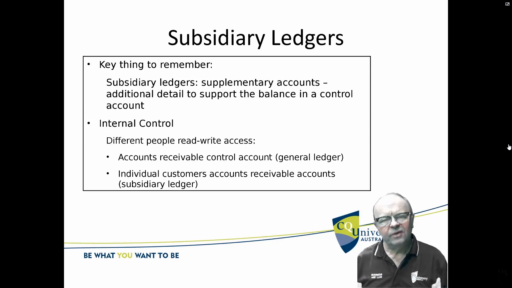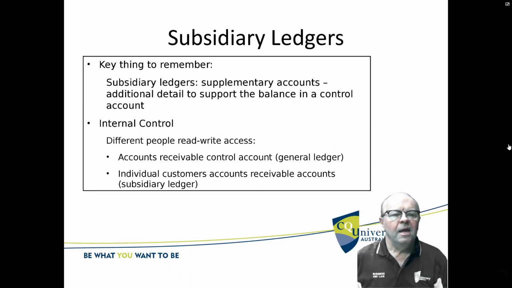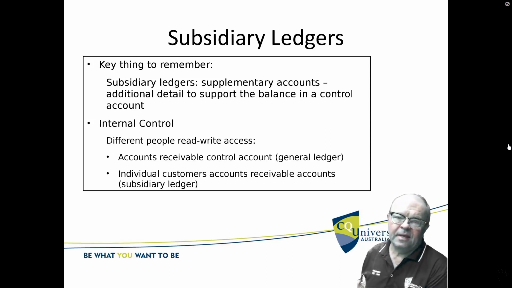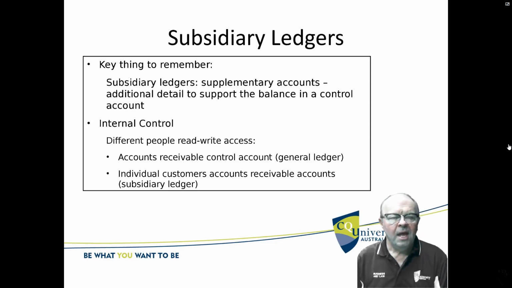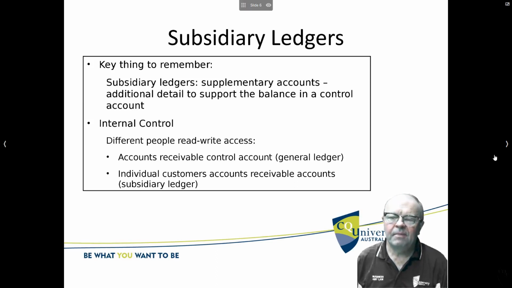Now, one of the benefits of doing this is that it can help in our internal control, because we can give different people read-write access to, say, the accounts receivable control account in the general ledger, and a different person to the individual customers' accounts receivable accounts in the subsidiary ledger. This can give a degree of internal control because one person can't just manipulate the accounts receivable accounts on their own. They'd need to do it in collaboration with another person, which can make it much more difficult.